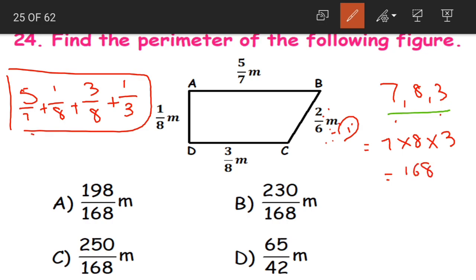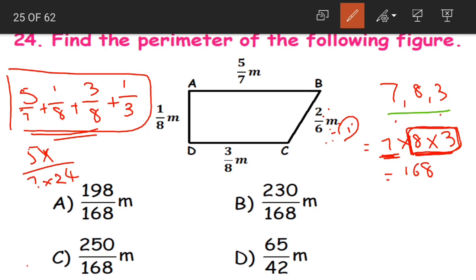Now coming to the conversion of these into like fractions, we have 5 by 7, right? So 5 by 7, 7 should be multiplied by what? See, 7 should be multiplied by 8 into 3. Are you able to see here? 7 should be multiplied by 8 into 3. 8 into 3 is nothing but 24. So multiplying the numerator also by 24.